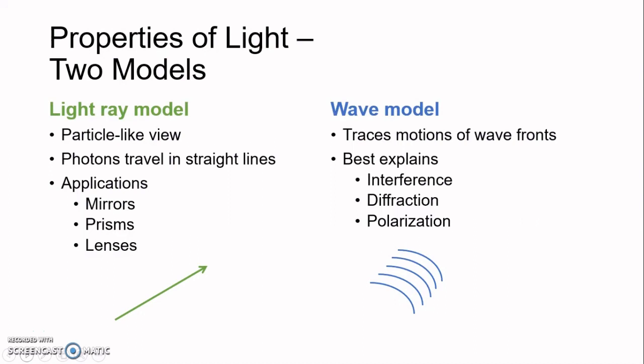So we have two different ways of looking at light. We have the light ray model, which is treating light as if it's a particle or a photon that travels in a straight line. When we do this, we usually illustrate the path of light using a ray, just an arrow. We use this with mirrors, with prisms, lenses, anytime we have to deal with reflection and refraction. The wave model traces motions of the wavefronts of light. This will explain interference patterns, diffraction patterns, polarization, stuff that we will talk about this chapter.